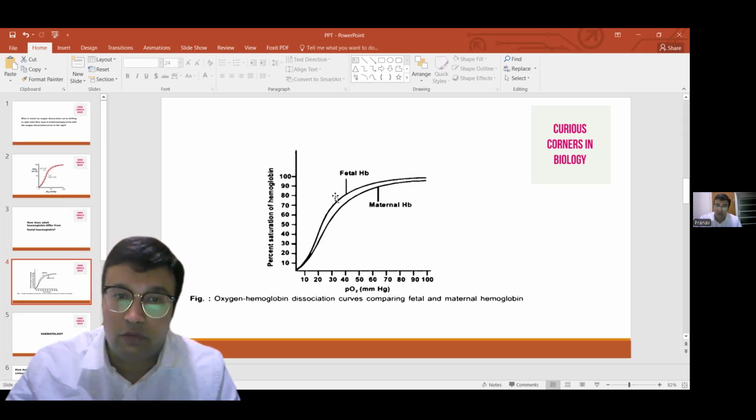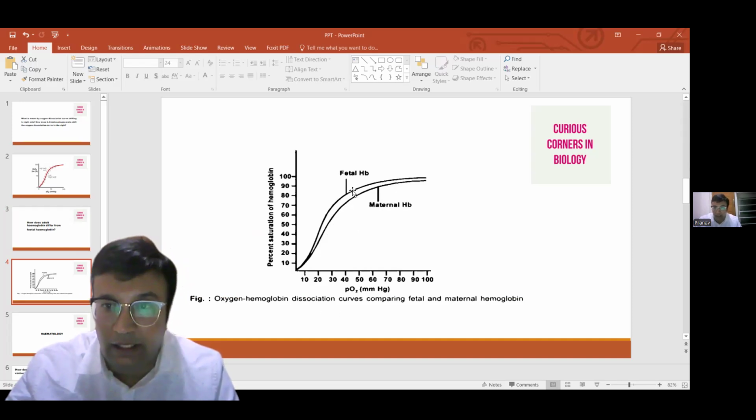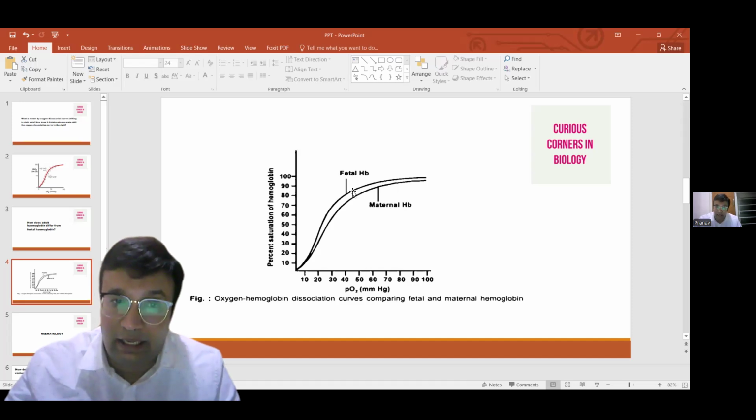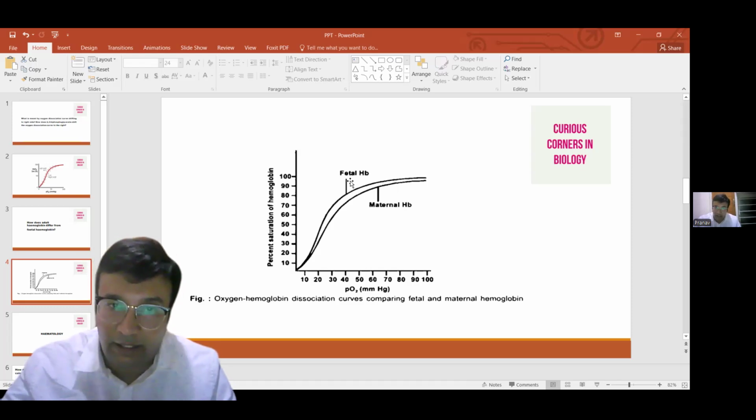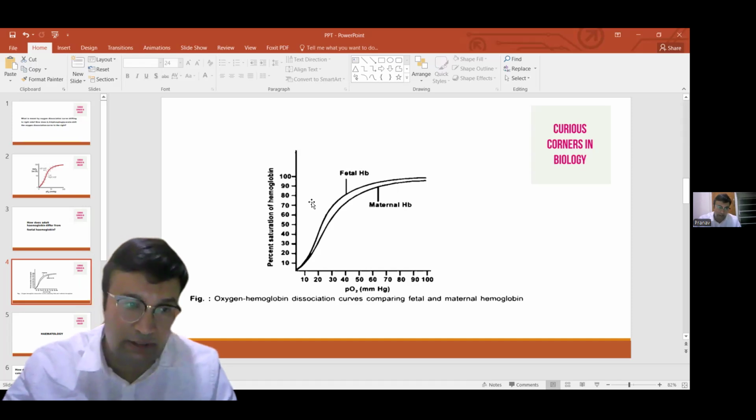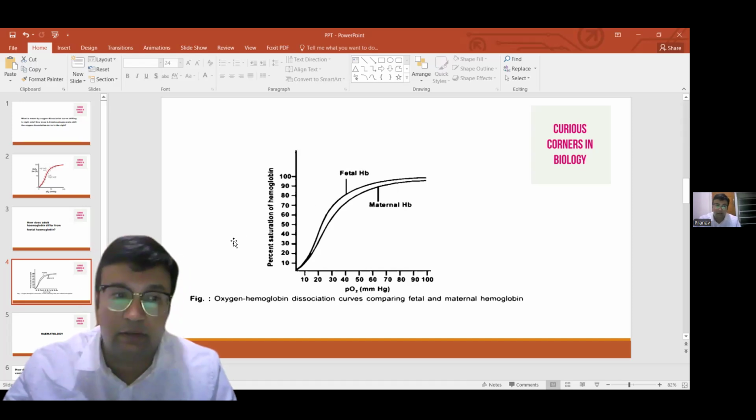Okay. So here we can see that fetal hemoglobin naturally has more affinity to oxygen. And it has less affinity to bind with 2,3-bisphosphoglycerate, which reduces the affinity of hemoglobin for oxygen. That is why fetal hemoglobin has more affinity to oxygen. So hope this answers the question.